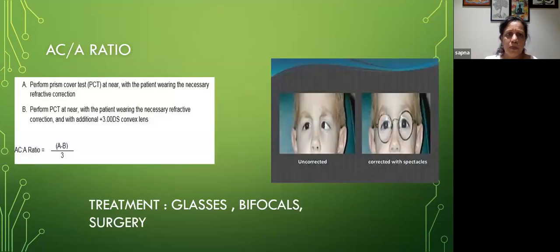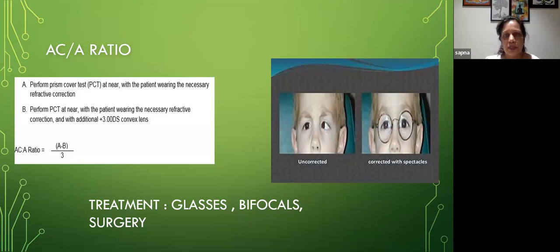The common and most important thing is the AC/A ratio. So how do we determine the AC/A ratio? There are two methods: one is the gradient method and one is the heterophoria method. In the gradient method, the easiest test is to look for a deviation at distance and near. First, the child wears a full correction.